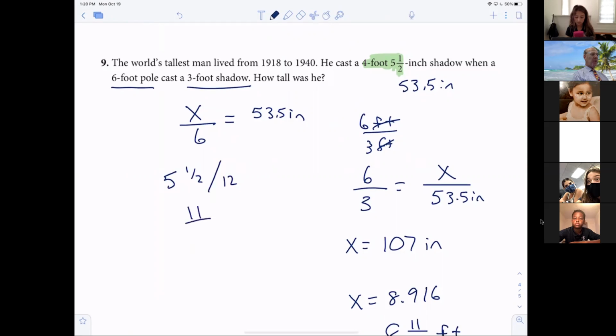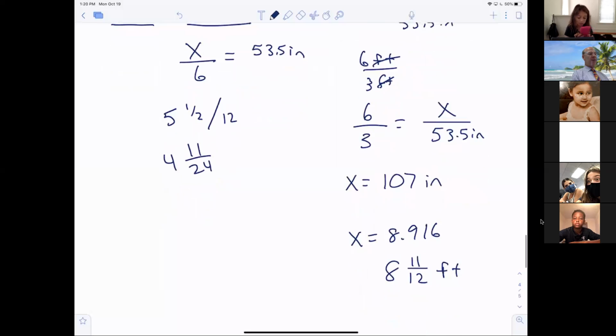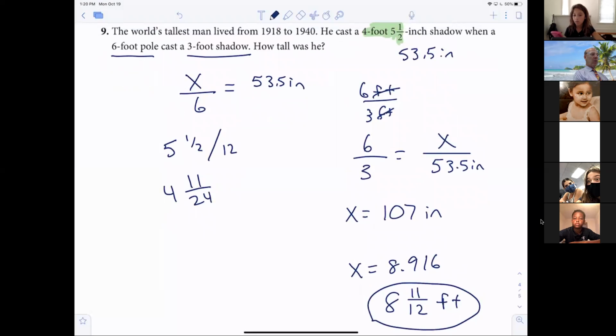11/24. So that's 4 and 11/24. So now do that times 6 and divided by 3. Everybody do that times 6 and divided by 3, because that would be our proportion. And that's the same thing. Right? So thank you, whoever asked me about the 5 1/2.